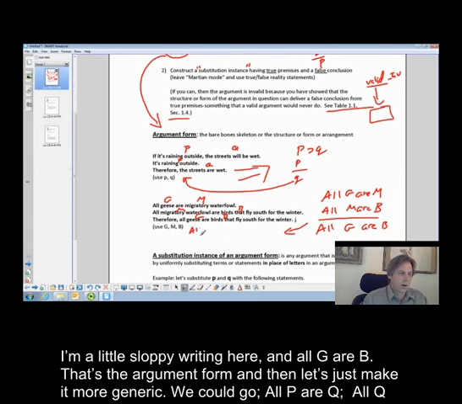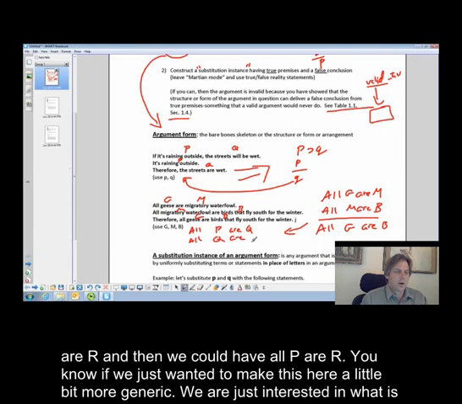We could go: all P are Q, all Q are R, and then we could have all P are R. If we wanted to make this a little bit more generic, we're just interested in what the argument form is.